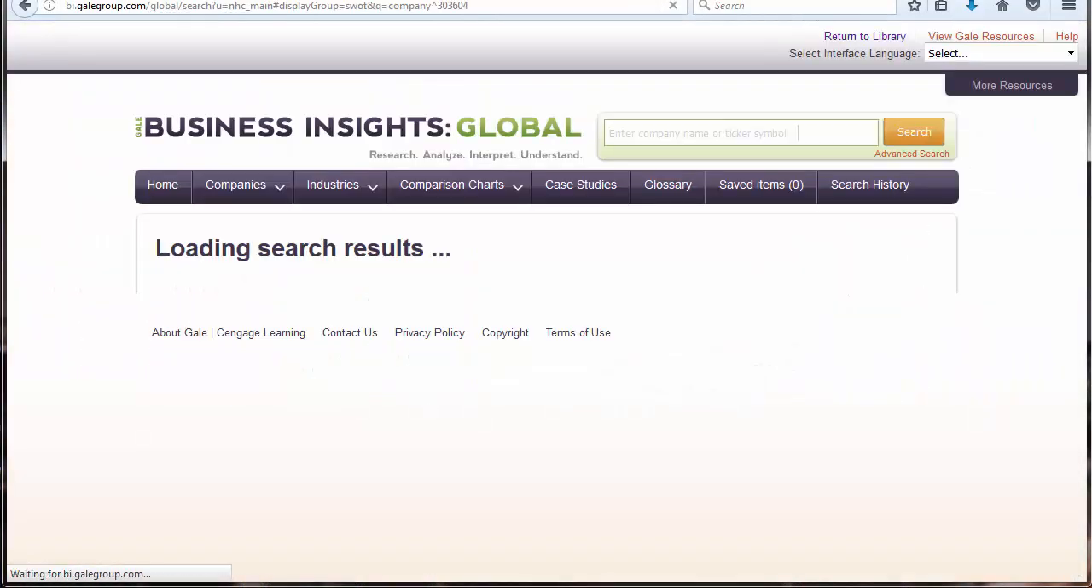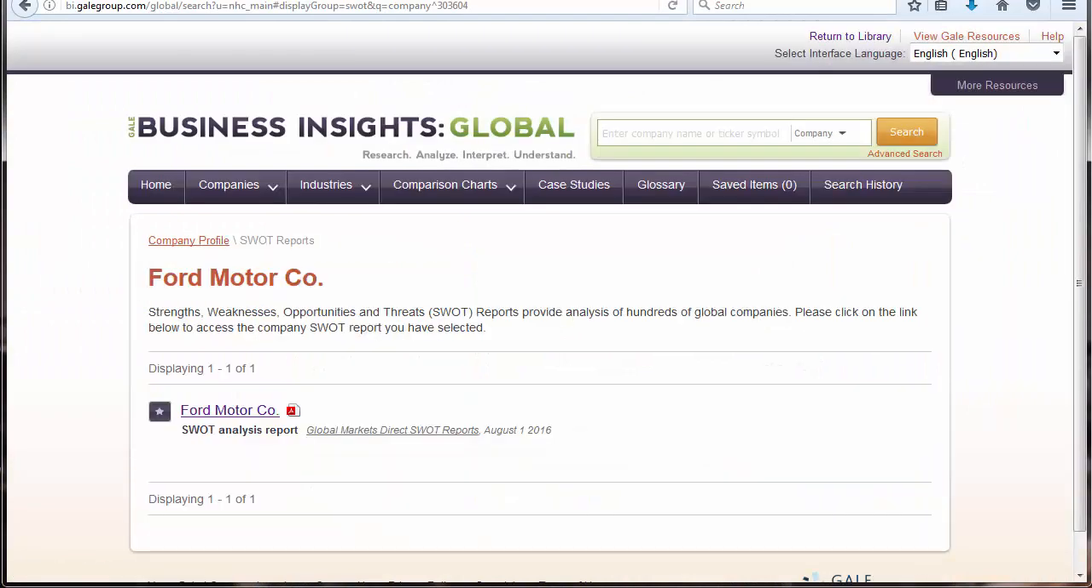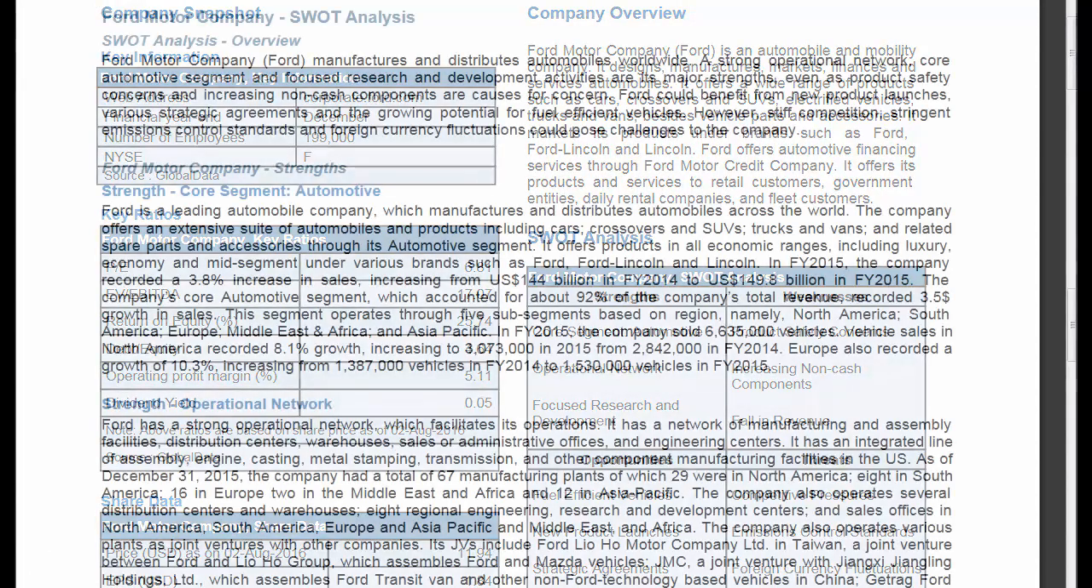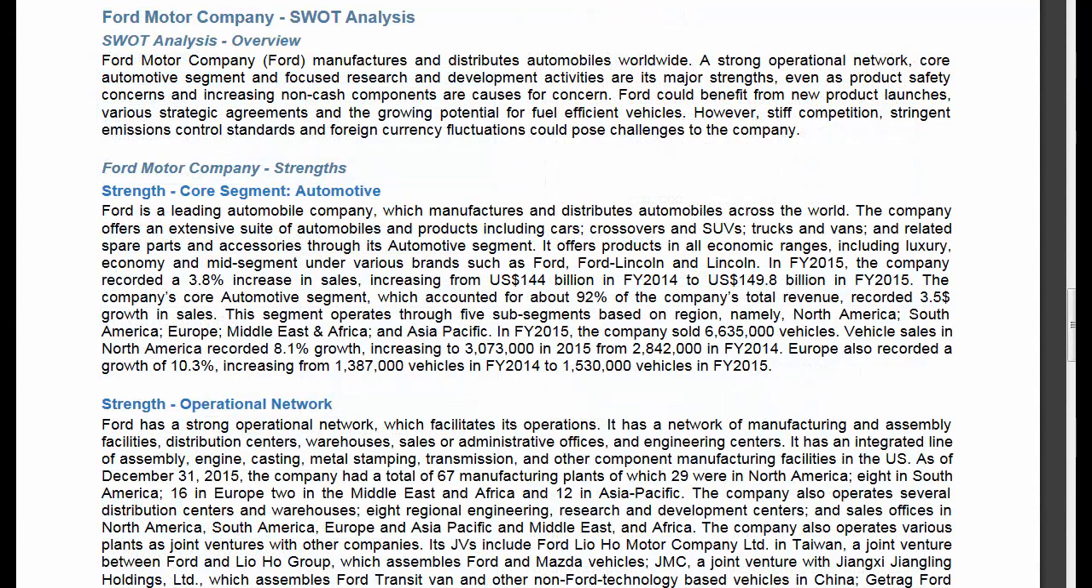We have the SWOT Analysis category. Let's take a look at the SWOT report for Ford. The first page offers an overview analysis of the company, briefly identifying the SWOT aspects. As we scroll down the report, you will find a more detailed analysis of the strengths, weaknesses, opportunities, and threats.